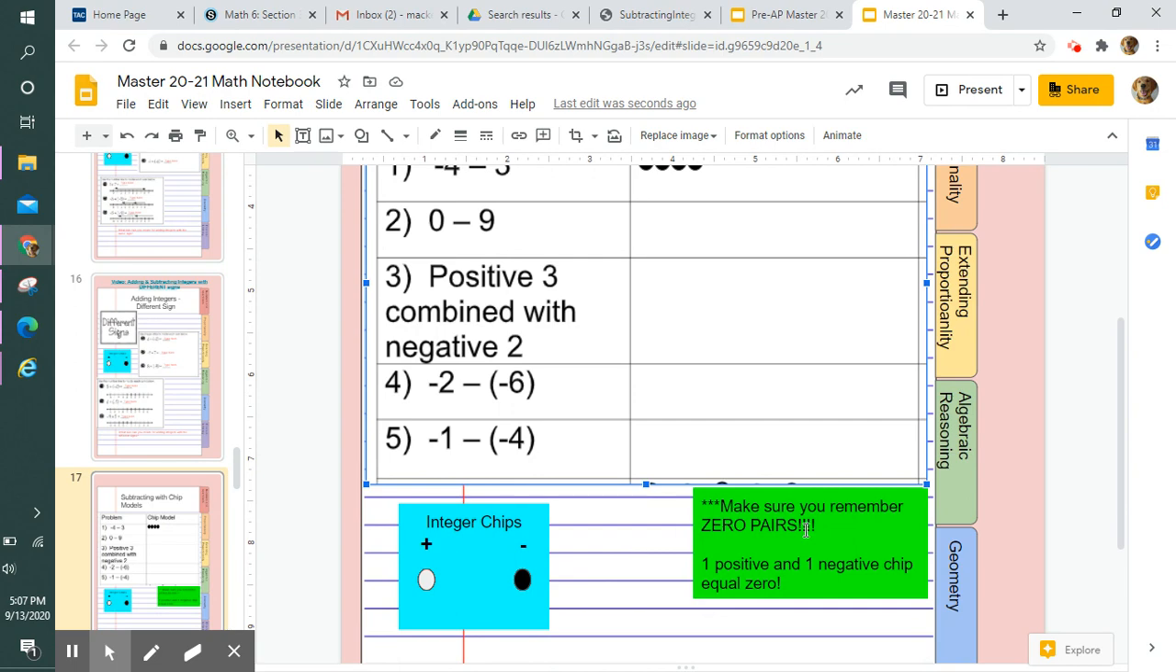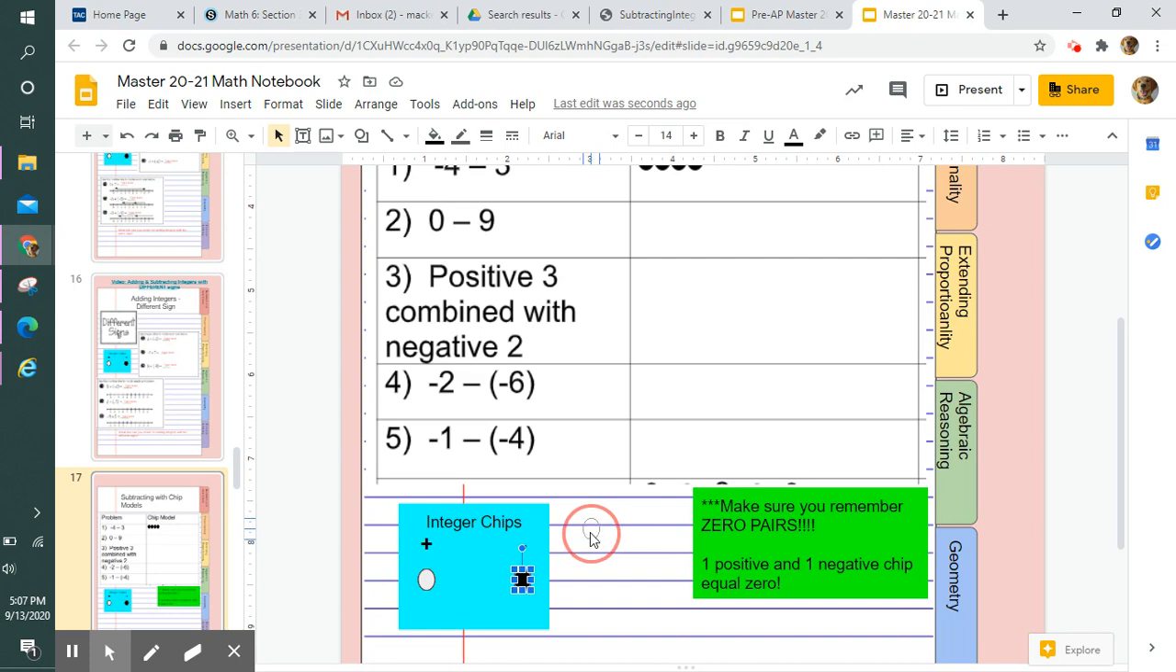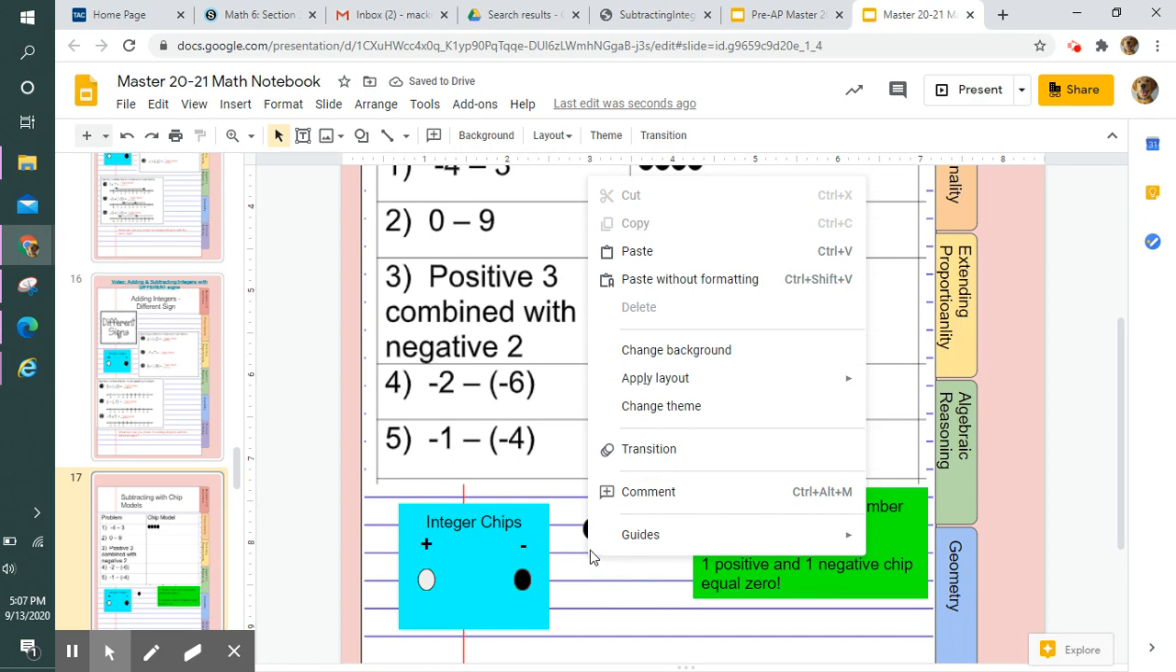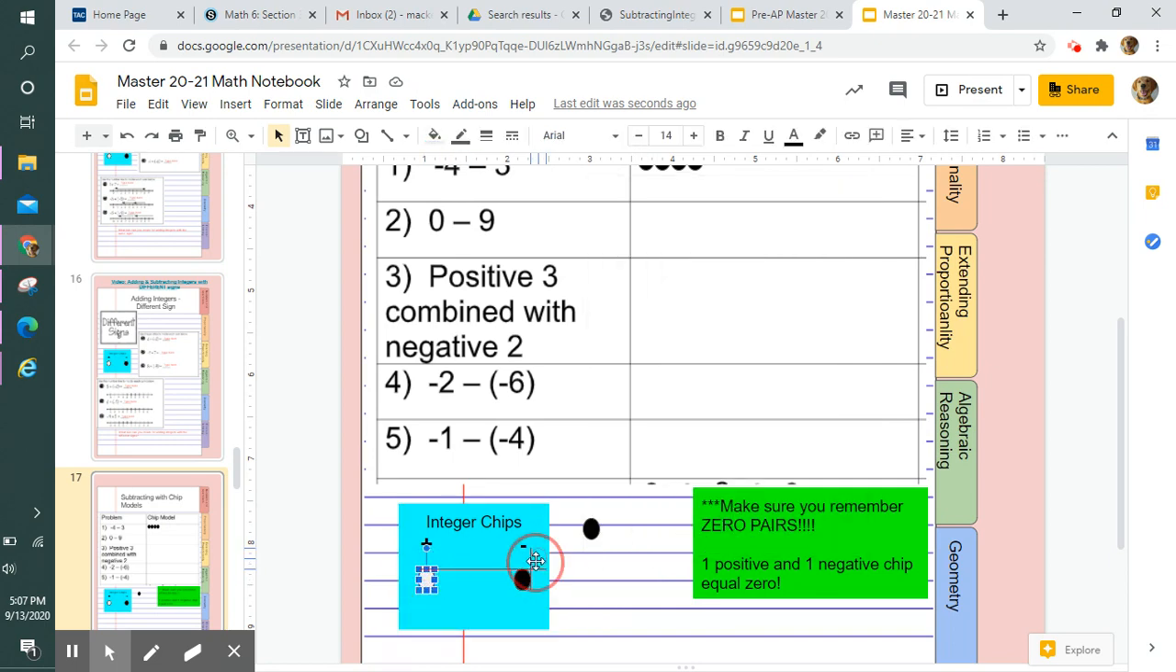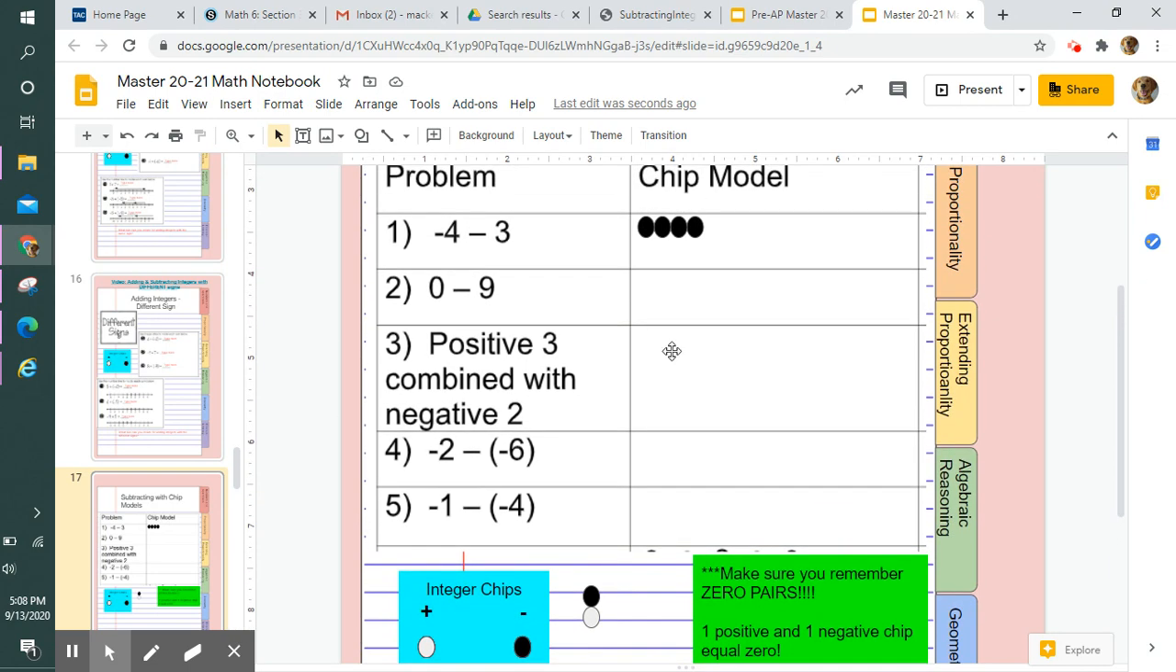Okay, so if you look at our little reminder down here, it says make sure to remember 0 pairs. So 1 positive chip plus 1 negative chip. We put the positive and the negative together, and if you remember, those equaled a 0 pair. Remember that from adding? We said we could cross those out and those were equal to 0. Well, now we're going to use those in a different way. Because right now we need to take away 3 positives, but we don't have any positives to take away from this problem up here. So what we're going to do is add 3 0 pairs.